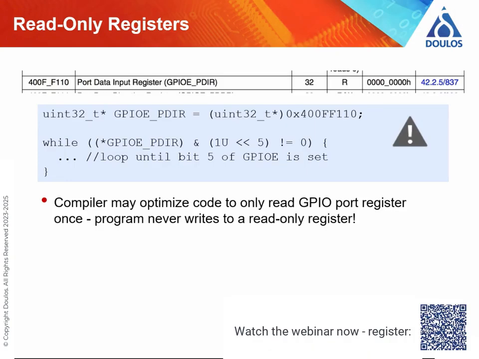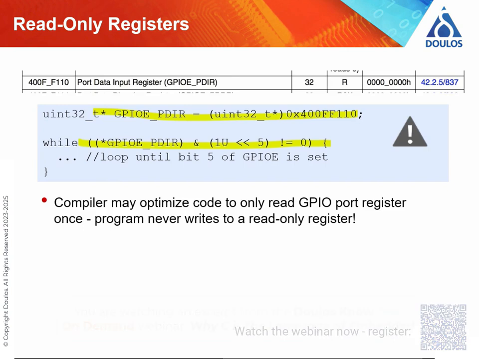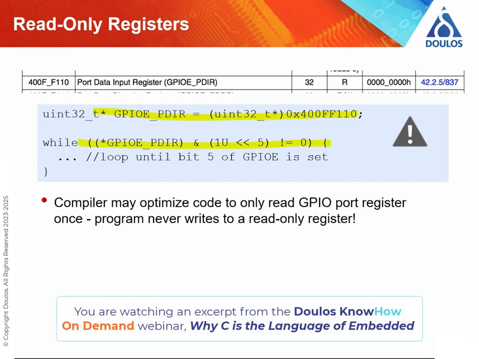Now, not all registers are going to be things that you want to write to. There may be some registers which are read-only. So we've got here an R indicating that the port data input register is read-only. Now, if we take the same approach as on the previous slide and declare a pointer that's going to point to that data input register, and then we've got a loop that's going to be waiting until a particular bit, bit 5, in that register gets set, then we may not find it behaves as expected.